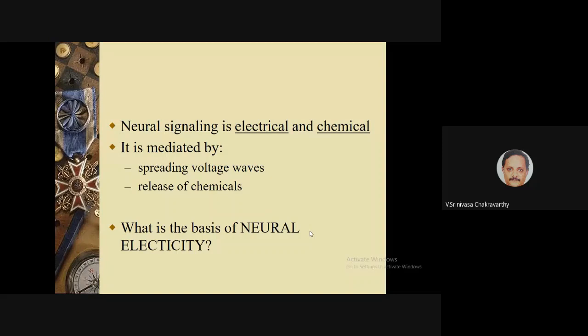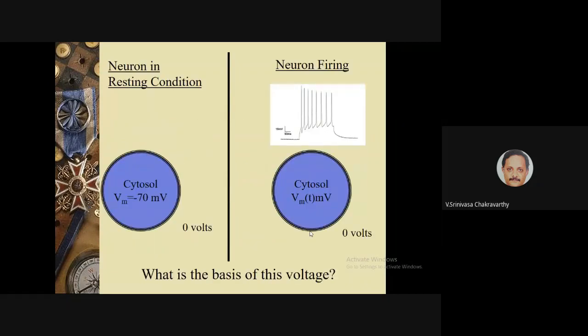So like we said last time, neuronal signaling can be both electrical and chemical. All the signaling inside a neuron is basically electrical, but the signal that goes from one neuron to another is chemical. So let us see what is the basis of this neural electricity.